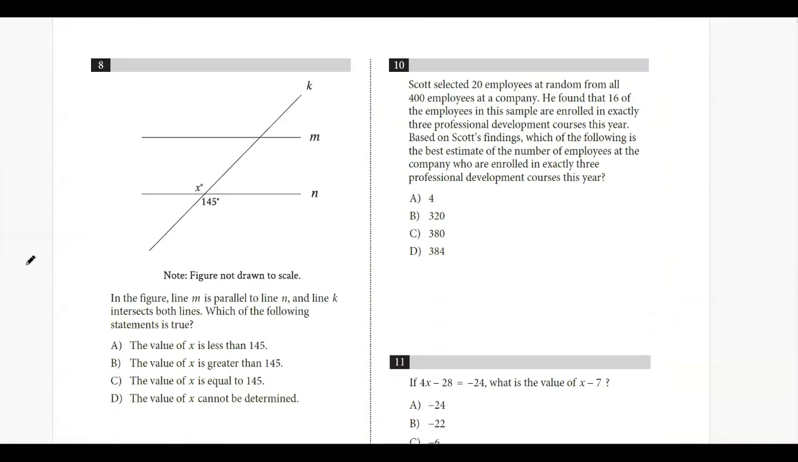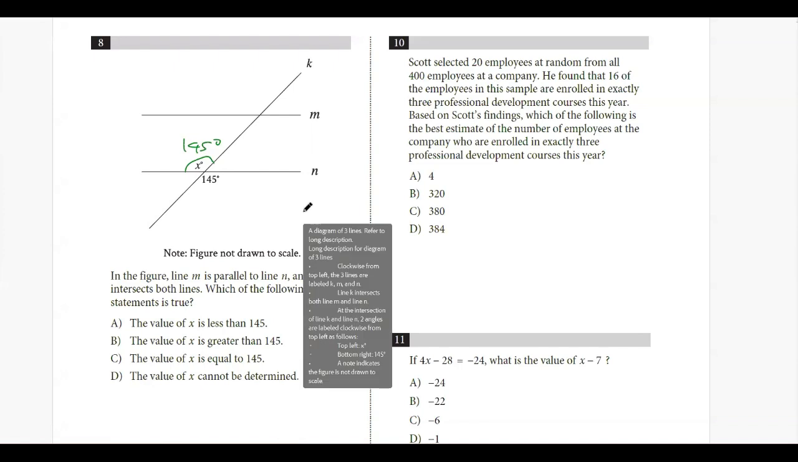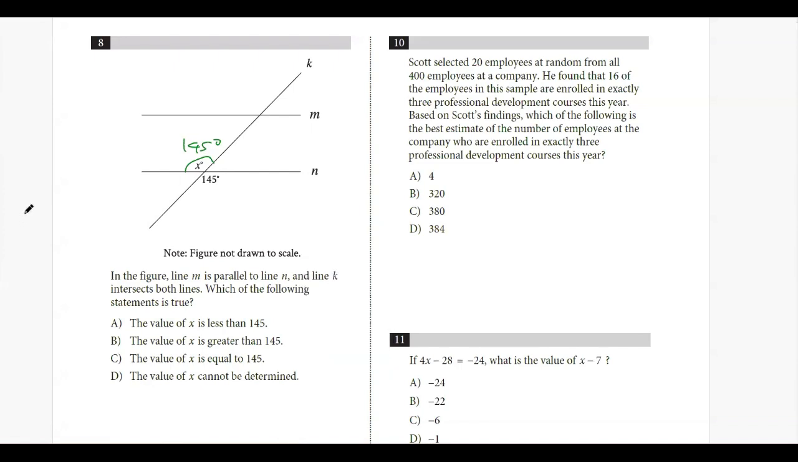And question 8. In the figure, line m is parallel to line n, and line k intersects both lines. Which of the following statements is true? x is equal to 145 here because these two lines are parallel. So the value of x is equal to 145. So C as in cat is the correct answer.